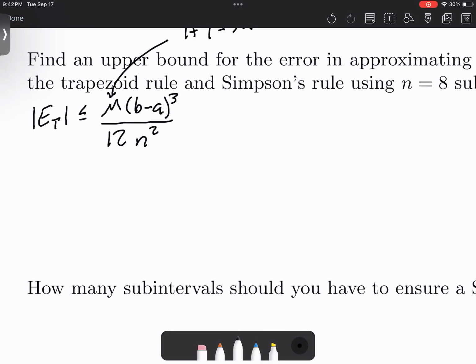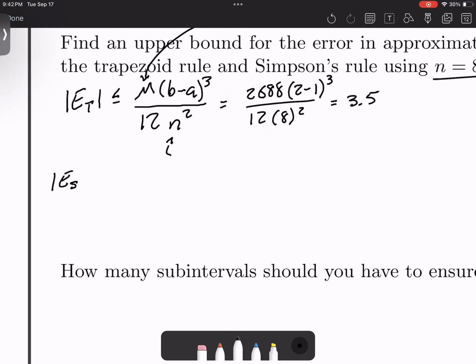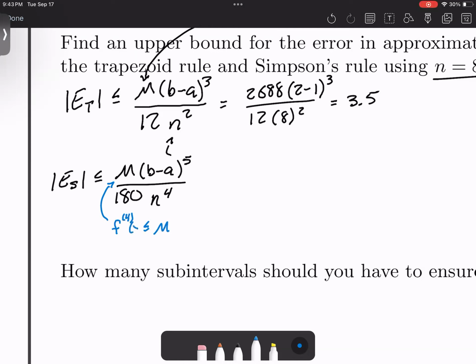Let's do the same thing and find an upper bound for the error associated with Simpson's rule. Here it has the same format, a constant M times (b minus a), this time raised to the 5th. And we divide by not 12, but 180, and not n squared, but n to the 4th. So this M is not an upper bound on your second derivative. This is actually an upper bound on your fourth derivative. So we need to find our fourth derivative and figure out how large it can be over the interval 1 to 2.